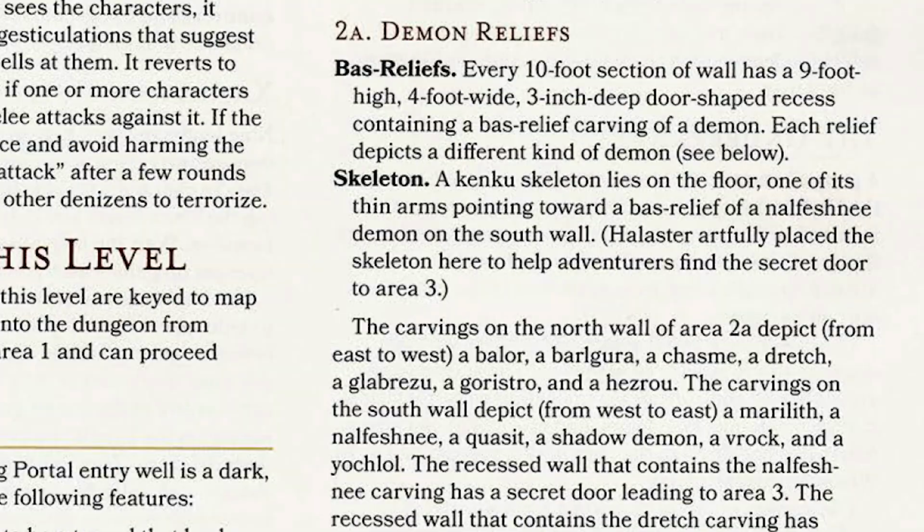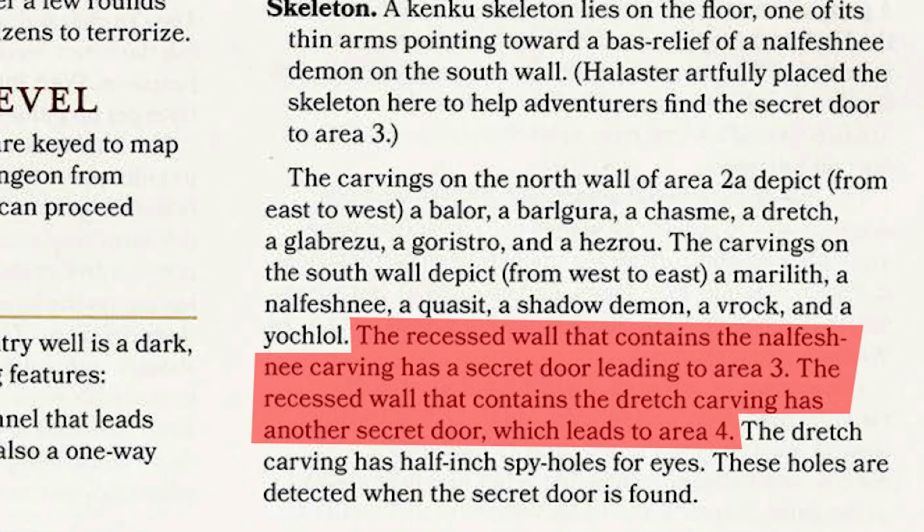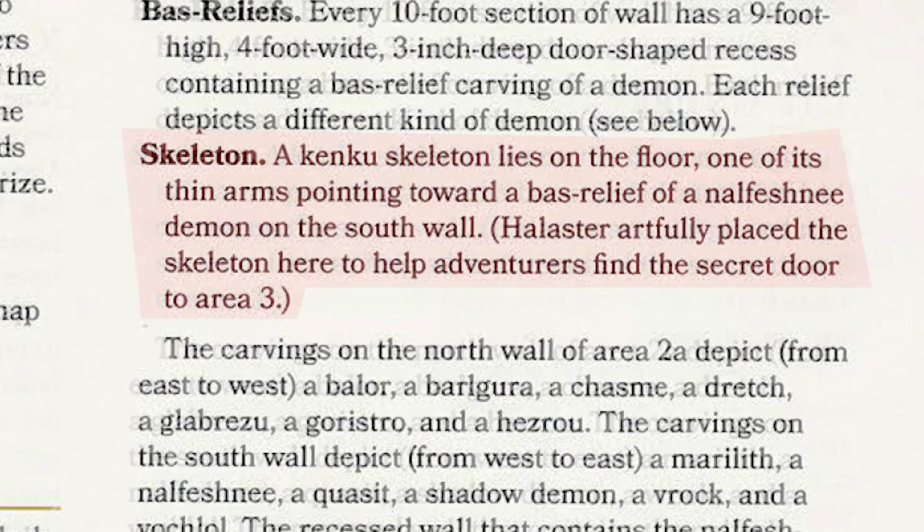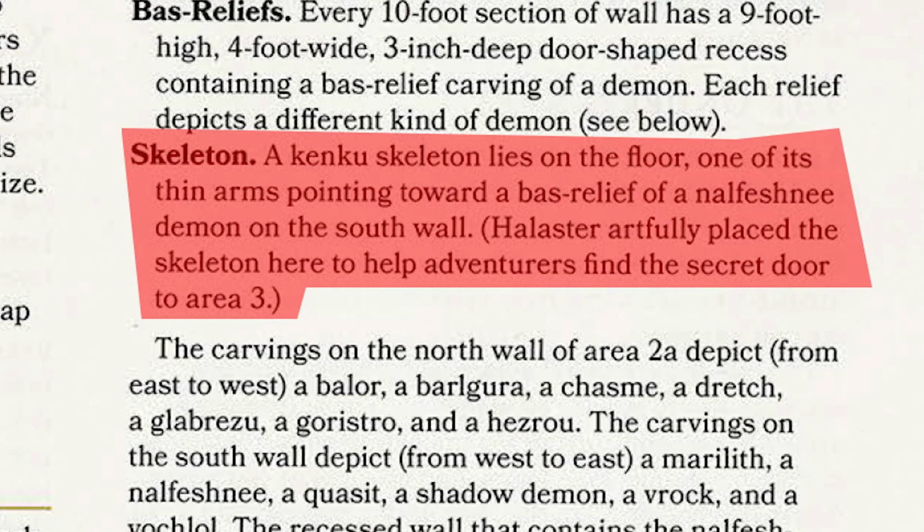And on this level, in room 2A, they have a series of bas relief carvings in the wall. There's like 13 of them, various demons, 2 of which are hiding secret doors. One has the eye hole that I mentioned, no ability check, that goes into room 4. Now, as per the text, the other one should have a DC of 20, except the players, when they go in, realize, hey, these bas reliefs may have a secret door, but also Hallister has placed the skeleton of a Kenku on the floor, pointing to the bas relief which has the secret door.